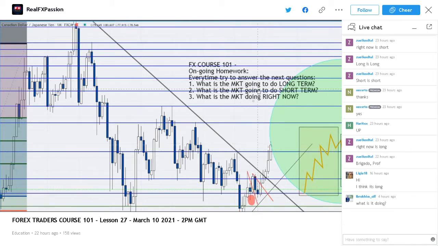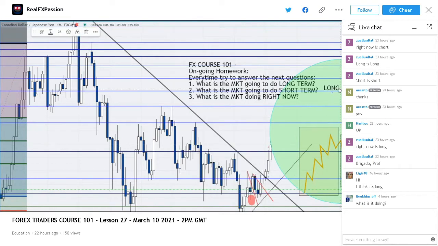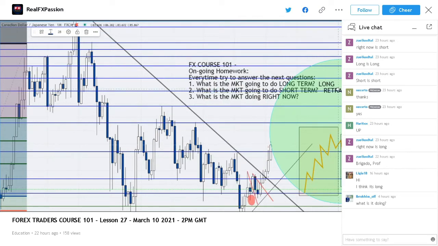Okay. Anybody else with a different view? Remember, everybody, don't be shy and don't be afraid, because we don't have the crystal ball, right? So beginner traders, the first answer is long, right? What is the market going to do in the short term on the monthly chart? And MDS says, yeah, looks like a retracement. Okay, retrace, sooner or later it's going to retrace. So this is the second one. And what is the market doing right now?